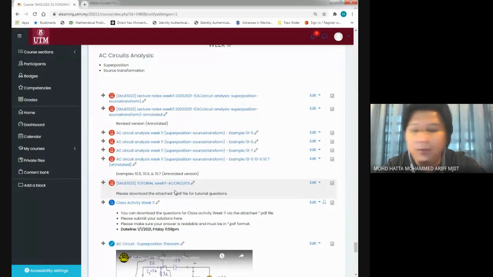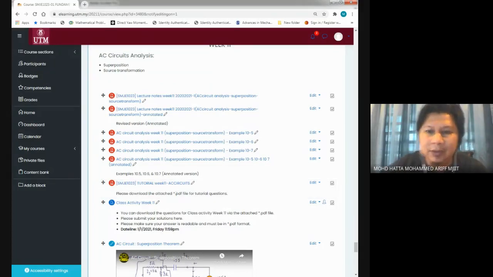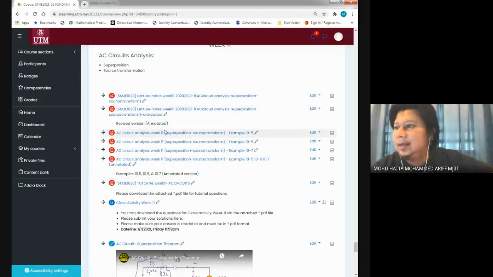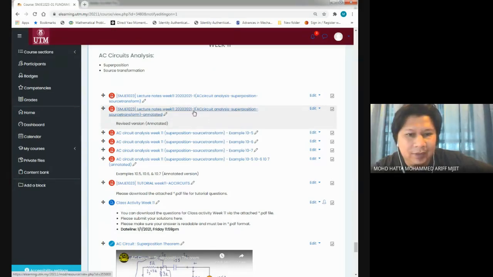I need to modify it because there is a typo error, and maybe the content itself is not suitable or not related to what's inside week 11. And here are the updates. If you look at the second posting over here, I have the revised version and also the annotated slide, based on the annotation that I made during the class.